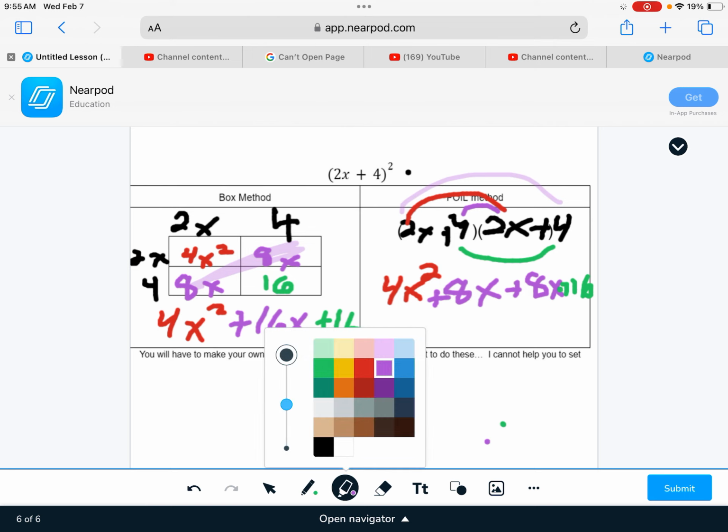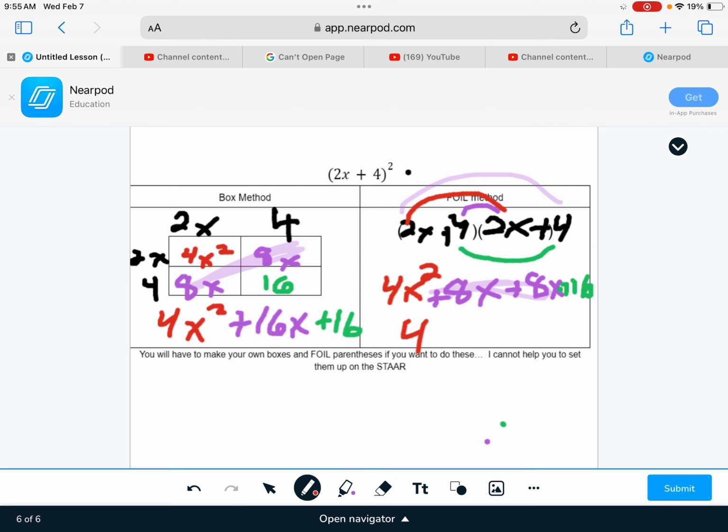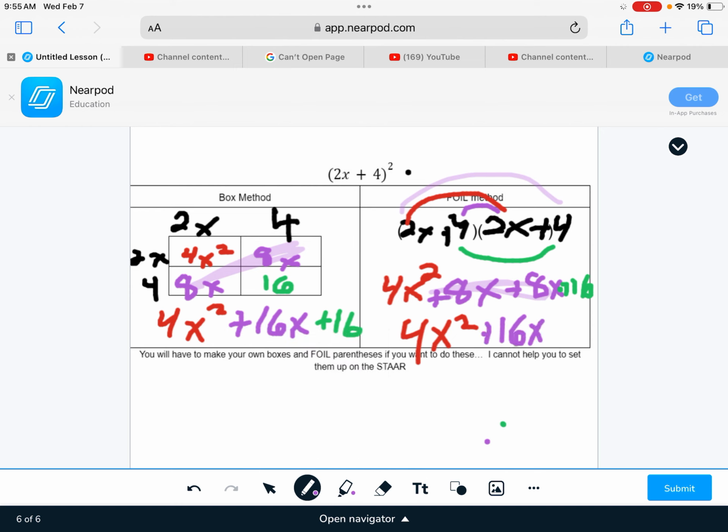Once again, I can combine those together here with the 8x plus 8x, 4x squared. 8x plus another 8x makes a total of 16x's, which is positive, so there's a plus sign there. And then I've also got that plus 16 at the end from multiplying my 4 times 4. That's going to be how we're going to be able to multiply these polynomials. I'd like for you to go ahead and begin on your worksheet.